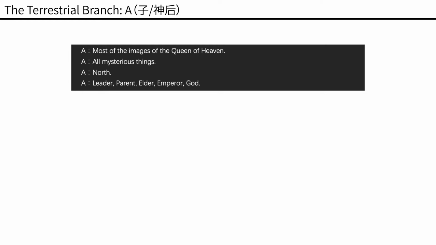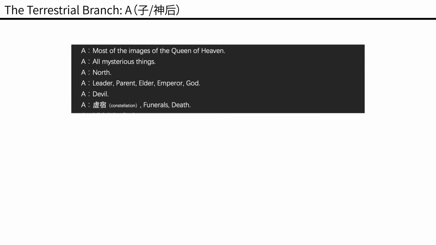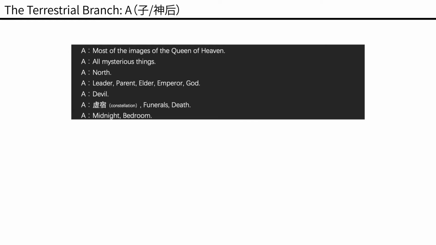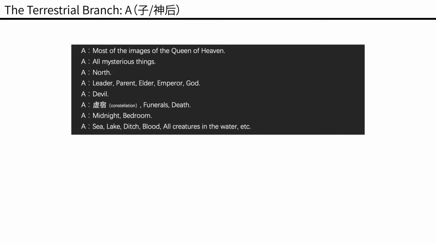So A represents leader, parent, elder, emperor, god. A also means a devil. What kind of devil it is depends on what A's earth plate is. Some images of A come from Xu, so A also has images related to funerals and death. The time represented by A is midnight, and people are sleeping at midnight, so A has the image of a bedroom. The 5 elements of A are water, so many images of A are derived from this.